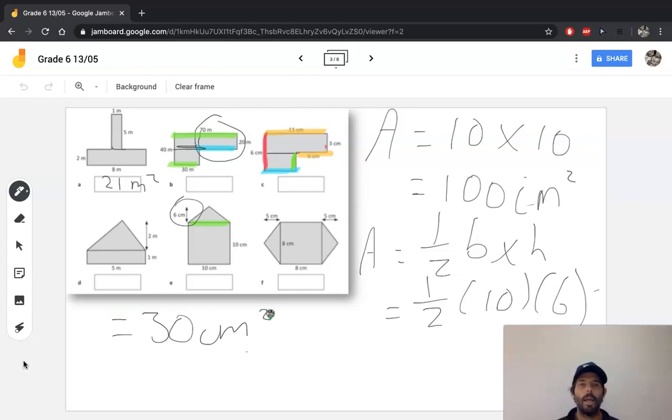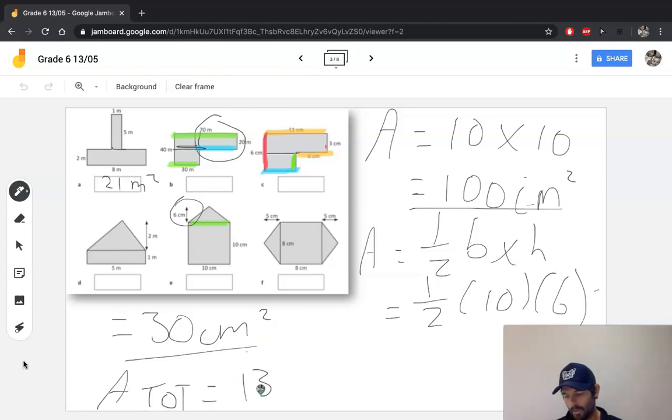Then I just need to add the two separate areas. So my area total is going to be equal to 130 centimeters squared. Okay, great.